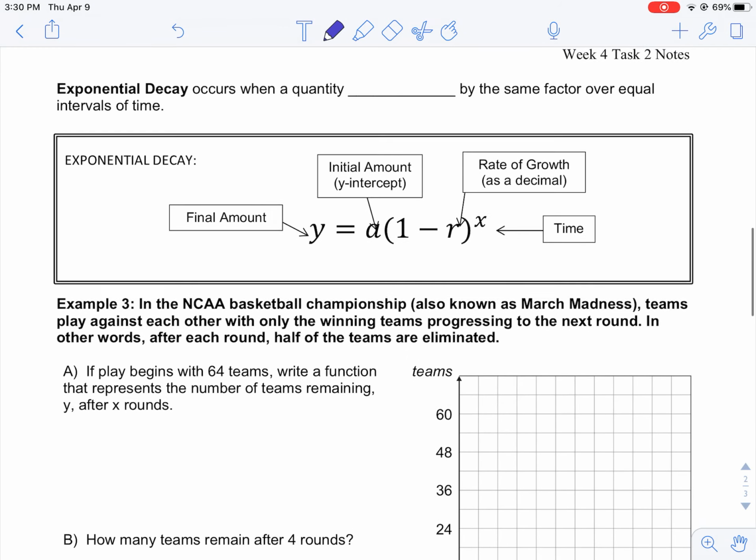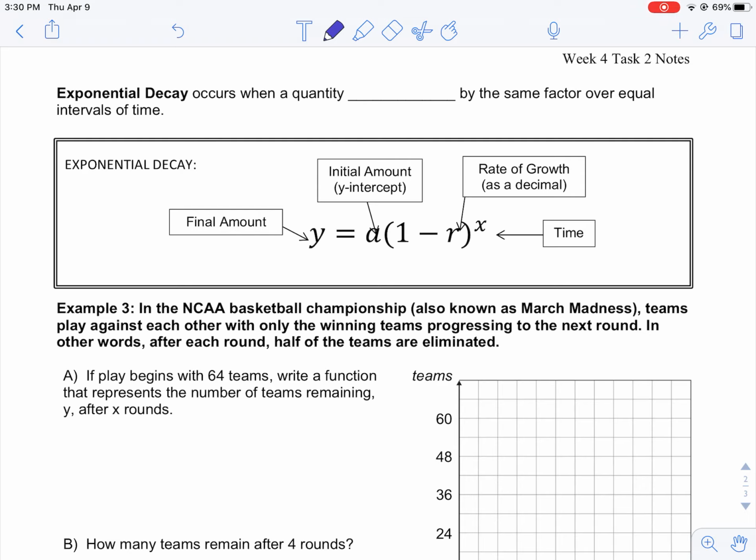This is your last video for week 4, task 2. This is page 2 over exponential decay. So the first video covers growth. This one we're doing decay.